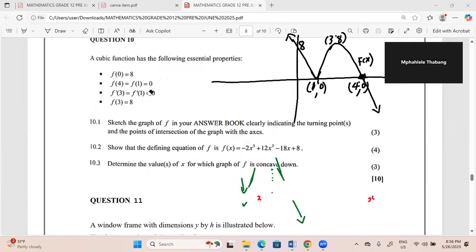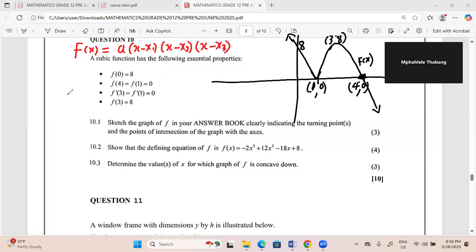Now they say show that the defining equation of f is given. So they want us to find the equation of this graph. How can we find the equation of this graph? You are going to say f of x equals a into x minus x1, x minus x2, x minus x3.